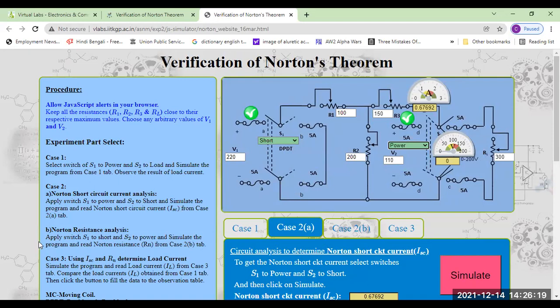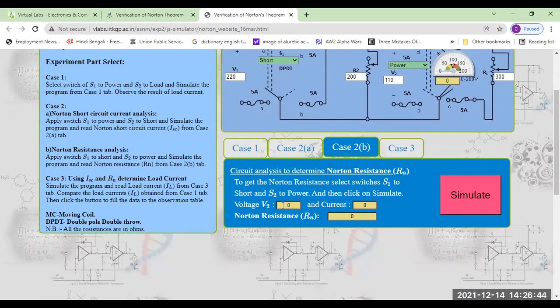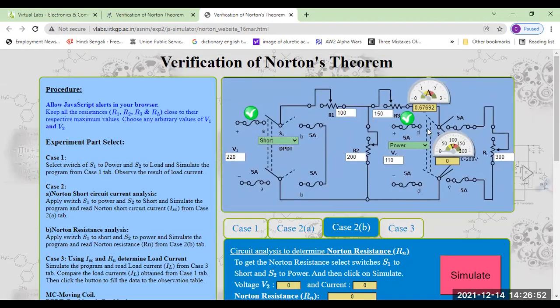In case 2, look, apply switch S1 to the short, and S2 to the power, and simulate the program and read the Norton resistance Rn from the case 2b tab. So in the case 2b tab, this is short, this is power, and we have to go here. Then we can get V and I, and if we divide them, we get the resistance, because this is not paper and pen, so if you don't apply this voltage, we couldn't find out the resistance.